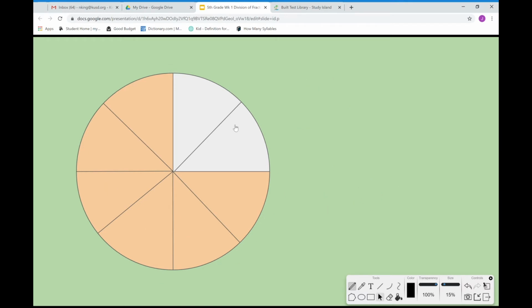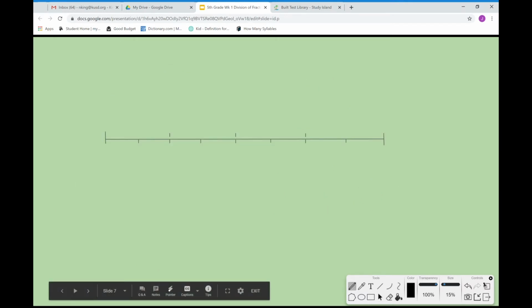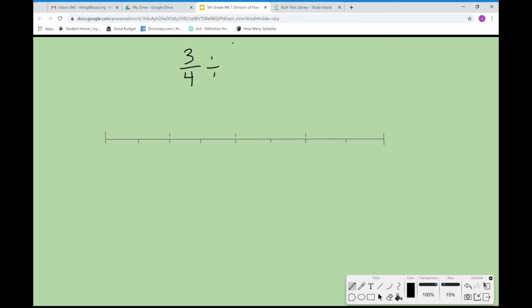Now let's do it on a number line. 3/4 divided by 1/8. This time we are starting with 3/4 as our dividend. We need our number line to be 1 whole unit long so we can get our 3/4. Because the denominator is a 4, we need to divide the section into 4 equal parts. But we only need 3/4.